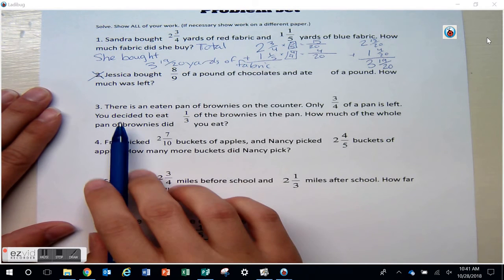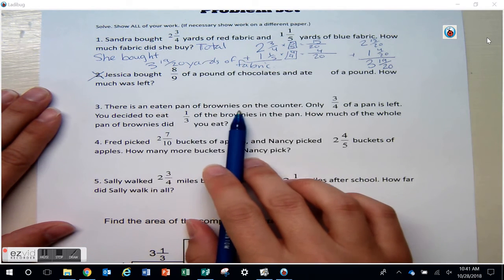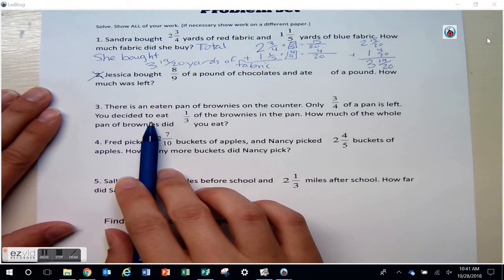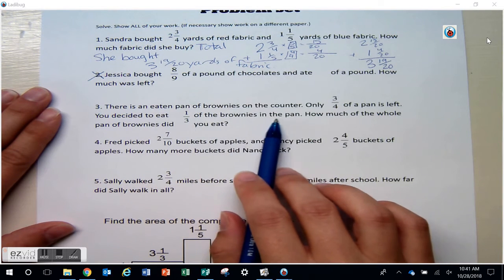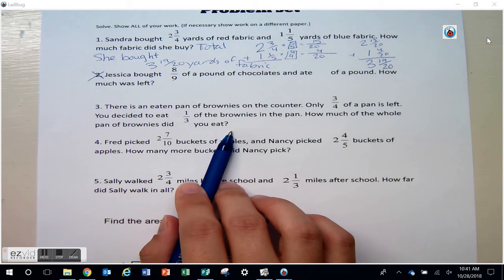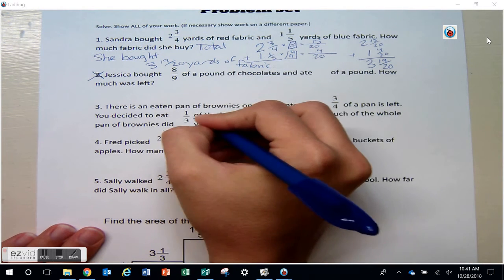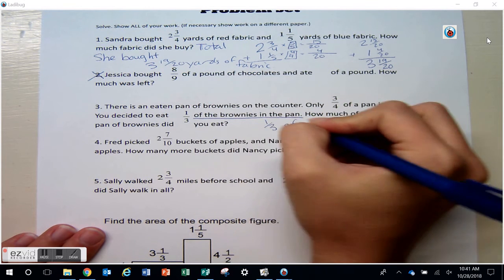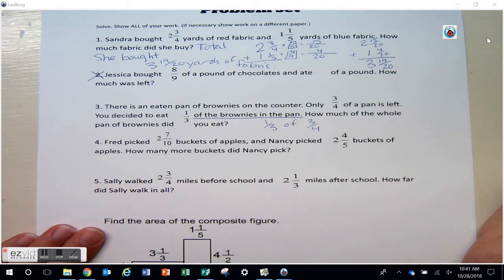There's an eaten pan of brownies on the counter. Only 3/4 of the pan is left. You decided to eat 1/3 of the brownies in the pan. How much of the whole pan of brownies did you eat? Well, I'm eating 1/3 of the pan of brownies, so I'm going to find 1/3 of the 3/4 because that's what's left in the pan.